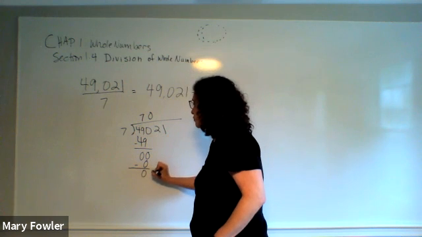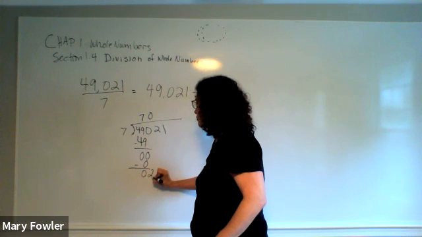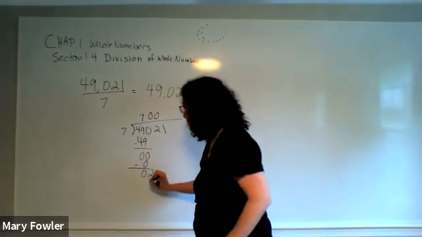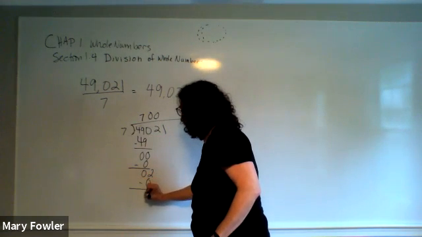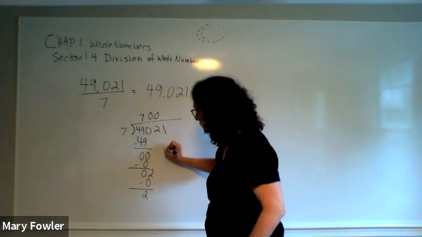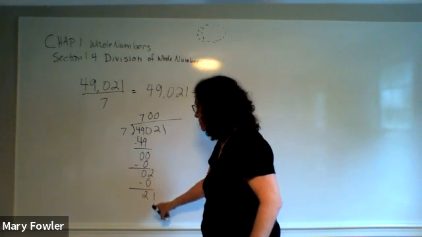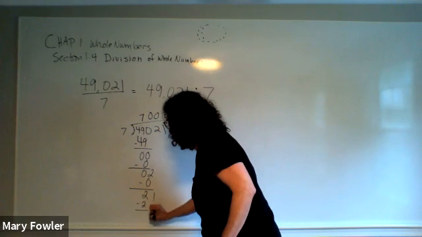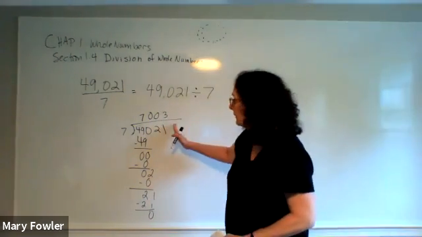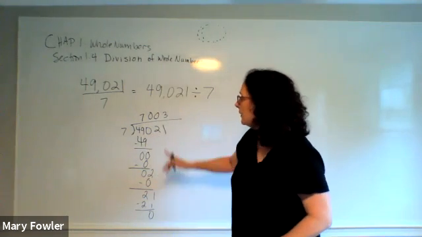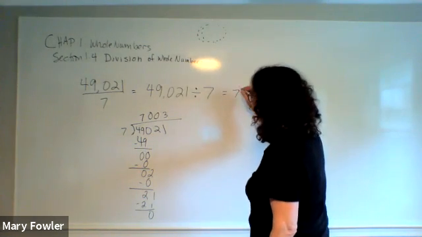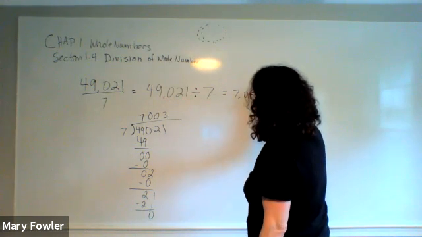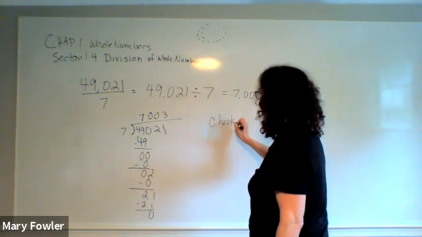Now we are going to bring down the 2. 7 goes into 2 0 times. Okay, 0 times 7 is 0, and we subtract, and we get a 2. And finally, we're going to bring down the 1. 7 goes into 21 3 times. And we're all done because we've run out of digits to bring down. Okay, so we think that 49,021 divided by 7 is 7,003, but let's go ahead and check.